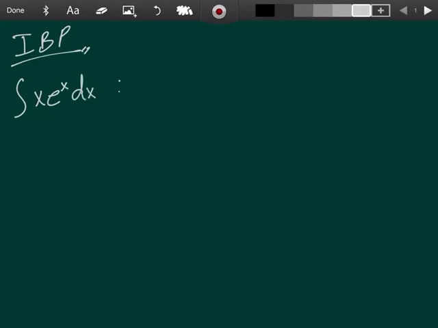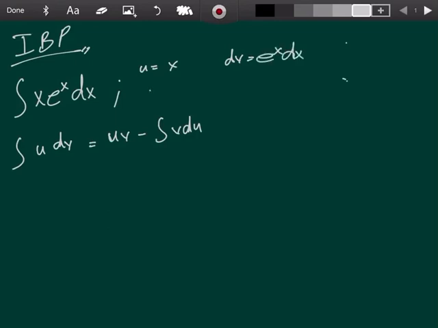So, integration by parts ulit. The integral of u dv must be equal to uv minus the integral of v du. So, ano ang u natin? Let's assume that our u is x and dv is e^x dx. Okay, so if u is x, du is equal to dx, and the integral of e^x dx is, what? It is e^x.